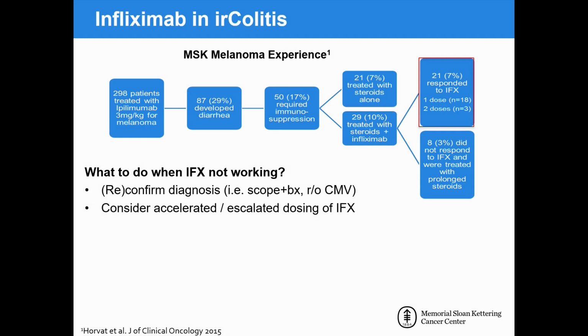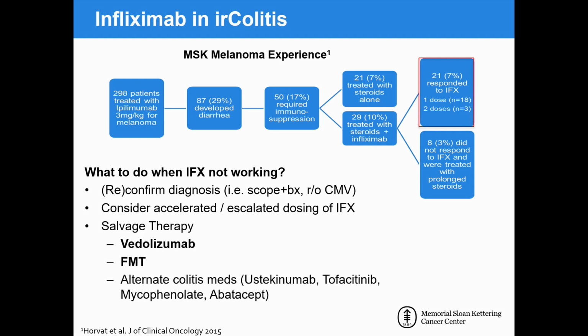So that's an approach that we've taken in immune-related colitis as well, with some success. And then we'll talk a little bit about some salvage therapies that we think about as possible next line in treatment. The two that we'll talk about today are vedolizumab, and we'll mention fecal microbiota transplant, although other things have been tried in limited fashion, so not much data in terms of other monoclonal antibodies, such as ustekinumab, which is an IL-12/23, JAK inhibitors, mycophenolate, or a drug like abatacept.